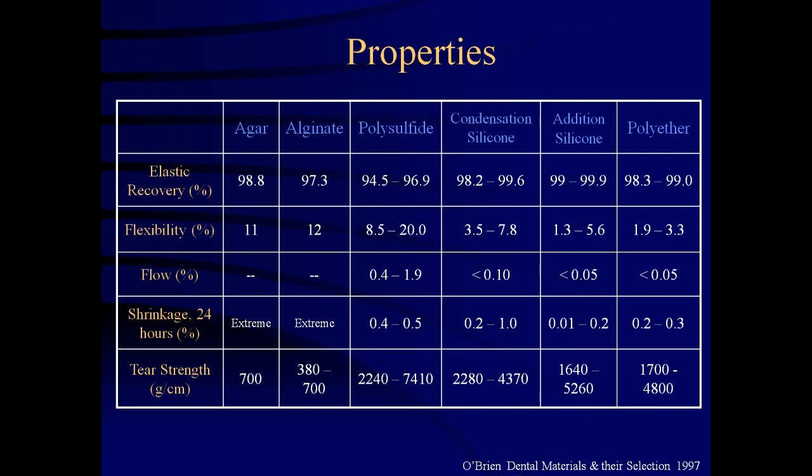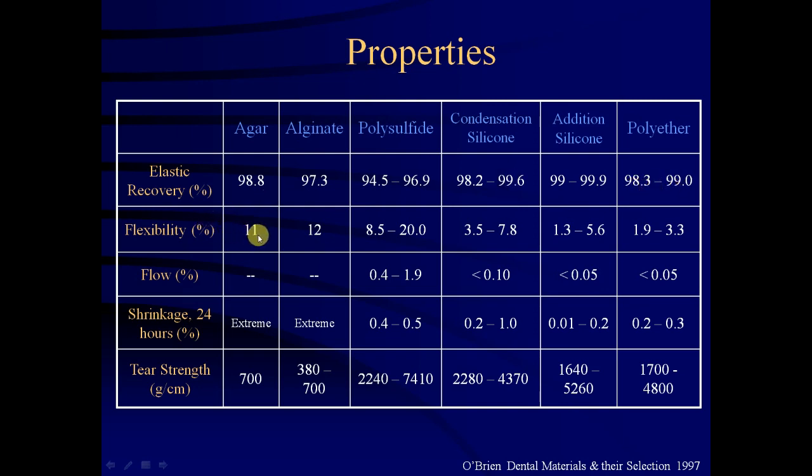Coming on to the properties. Elastic recovery: 98% for agar, alginate 97.3%, polysulfide 94.5 to 96.9%. Condensation silicone ranges from 98.2 to 99.6%, addition silicone 99 to 99.9%, polyether 98.3 to 99%.